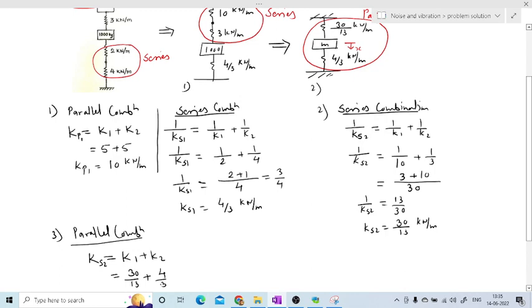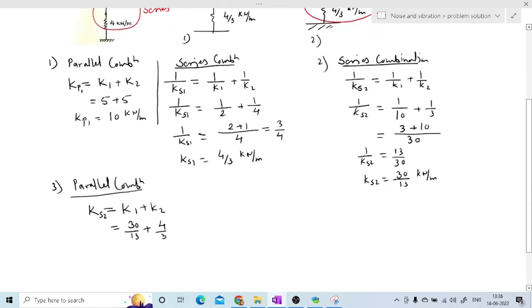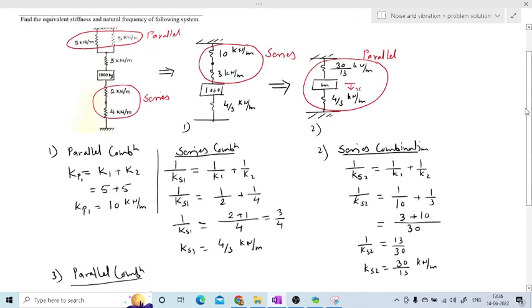So if we solve this, finally we will get the answer: 30 by 13 plus 4 by 3, which is equal to 3.641. So the KS2 value will be 3.641 kilonewton per meter. Means we have reduced the given system to a single spring.